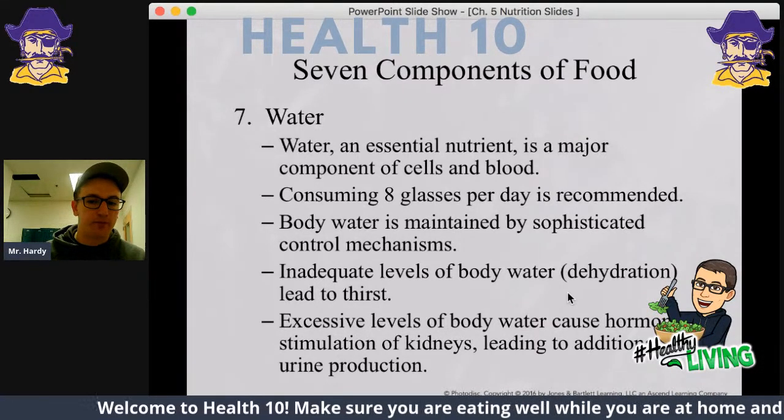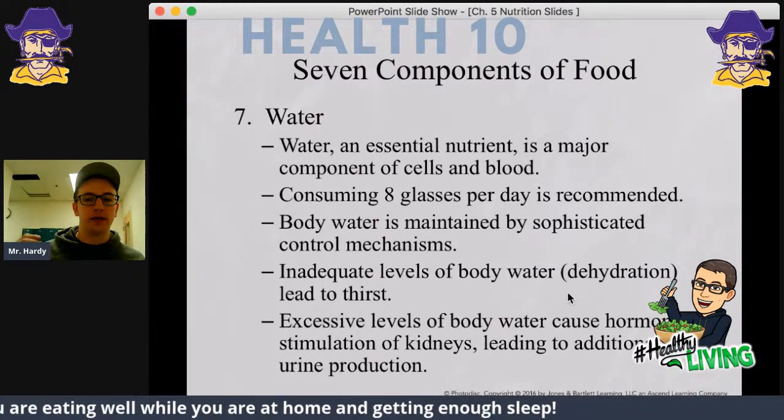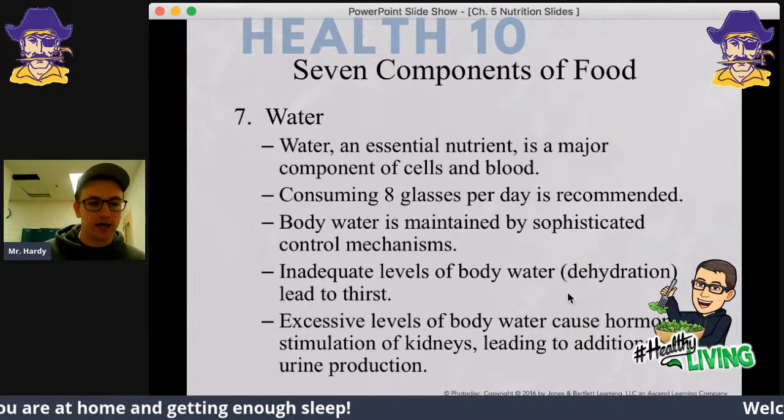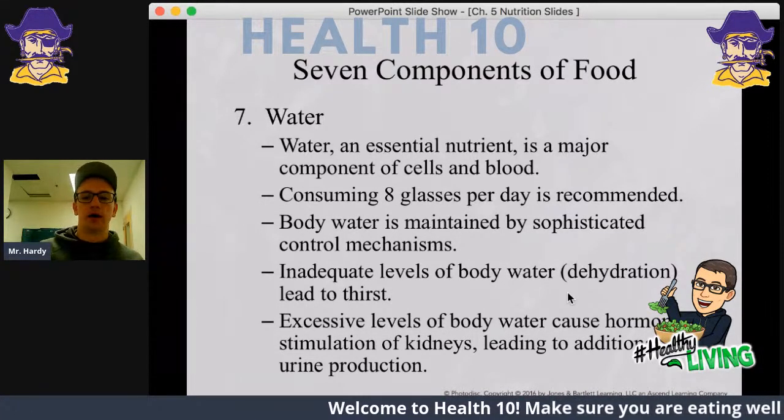Inadequate levels of body water can lead to dehydration, thirst. Excess levels of body water can lead to increased hormone stimulation in the kidneys, which is why when you drink so much water, you really have to pee.